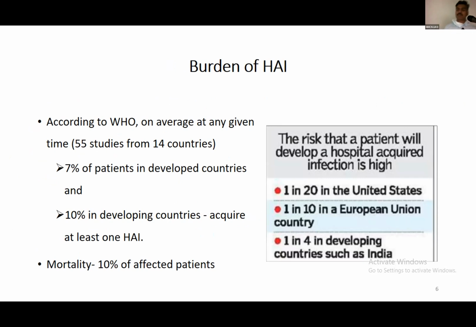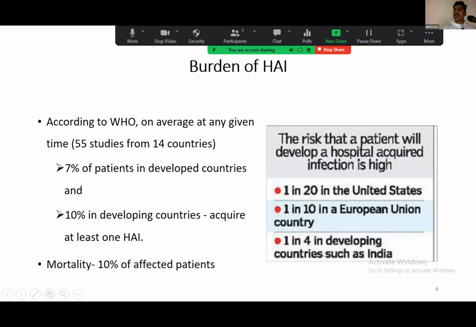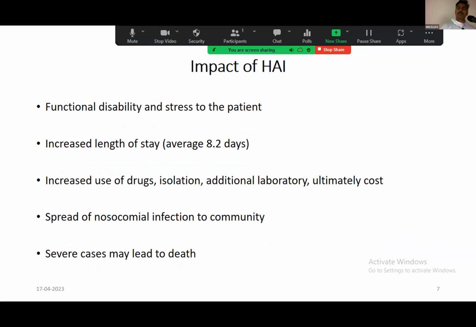So what is the burden of hospital-acquired infection? According to WHO, which published results from 55 studies in 14 countries, 7% of patients in developed countries and 10% in developing countries acquire at least one hospital-acquired infection during their stay, and the mortality is around 10%. The right-side snapshot shows the number of patients developing hospital-acquired infection out of the total patients admitted in the hospital. In India, according to WHO data, 1 in every 4 patients develops hospital-acquired infection.